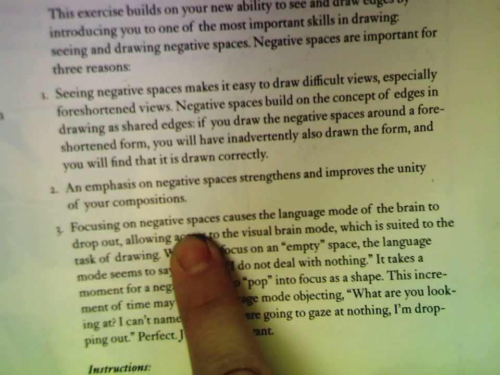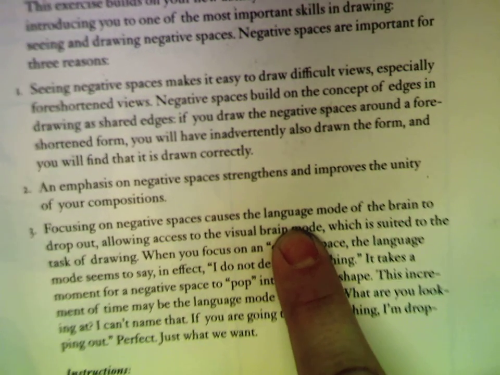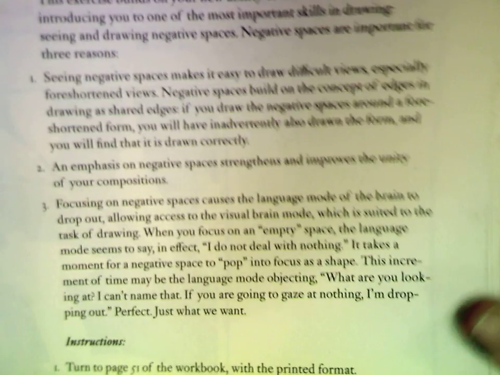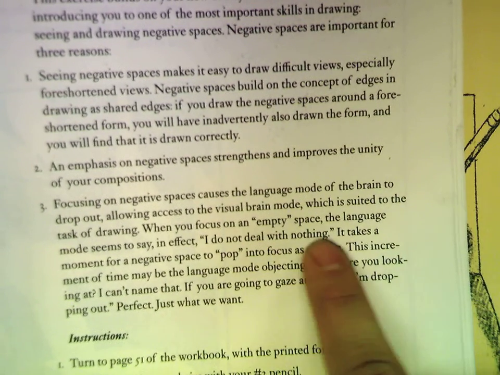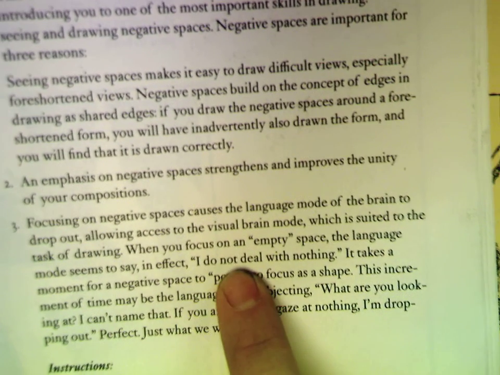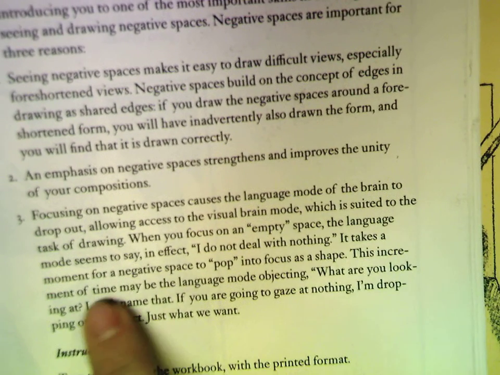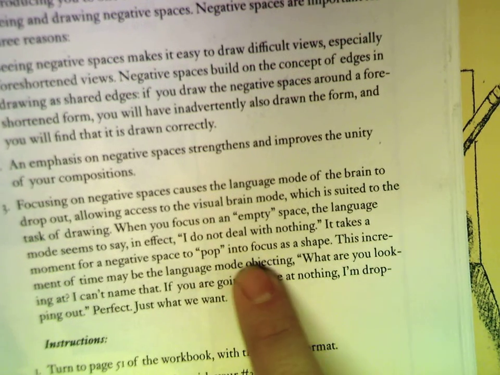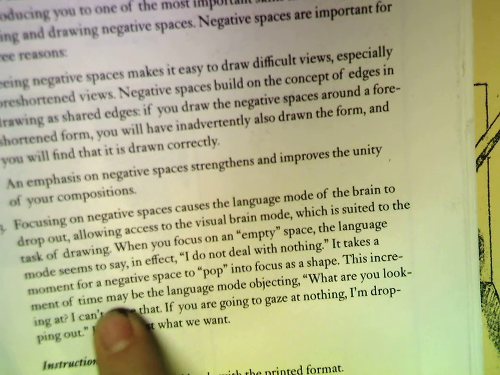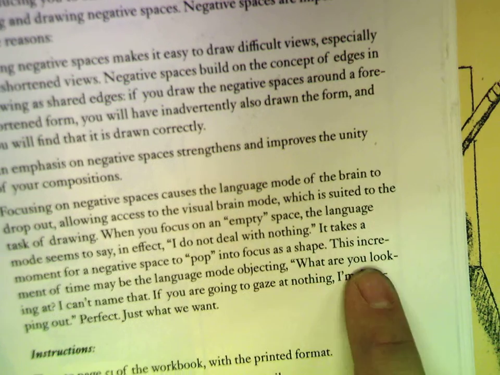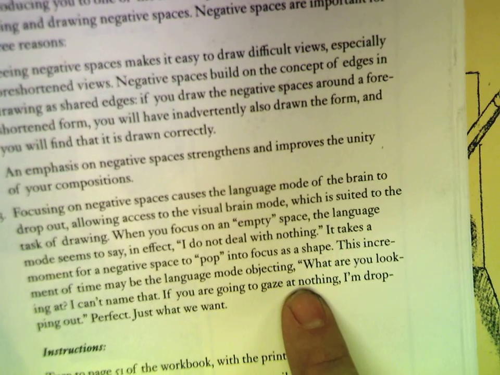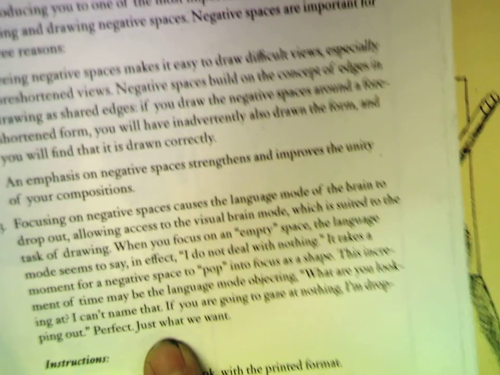And focusing on negative spaces causes the language mode of your brain to drop out. When you focus on empty space, the language mode seems to, in effect, say, I can't deal with nothing. It takes a moment for the negative space to pop into focus as a shape. This increment of time may be the language mode objecting. What are you looking at? I can't name that. If you're going to look at nothing, I am dropping out. I am leaving. Perfect. Just what we want.